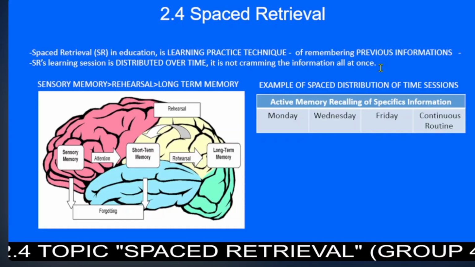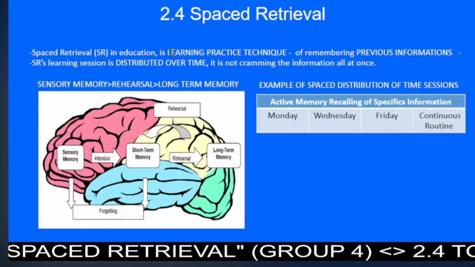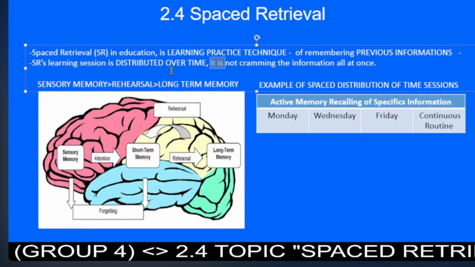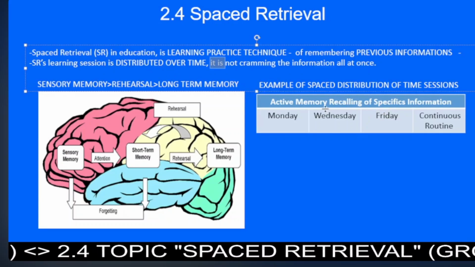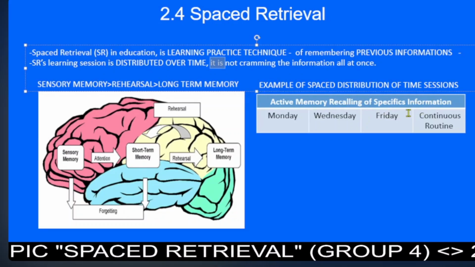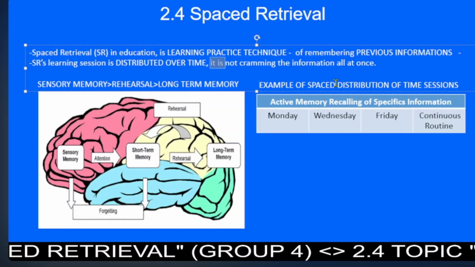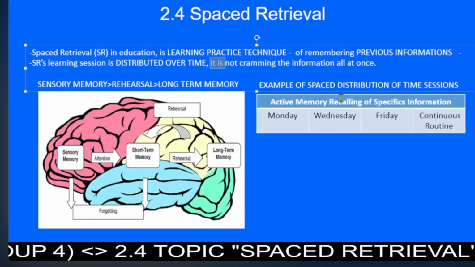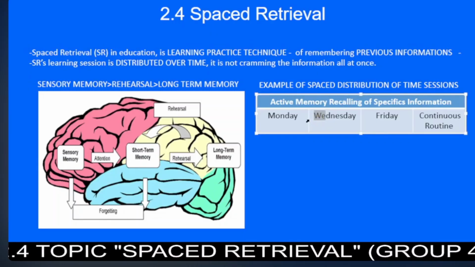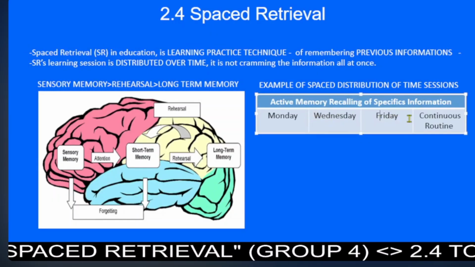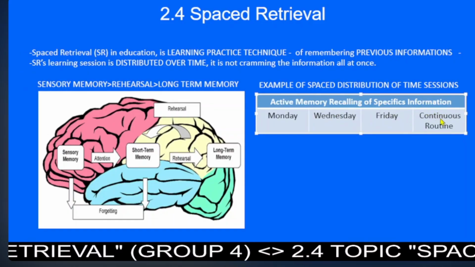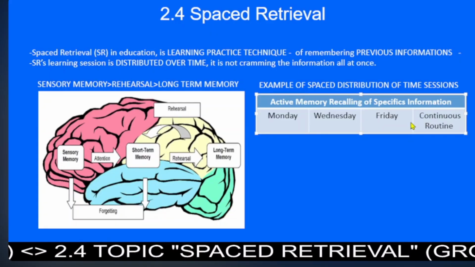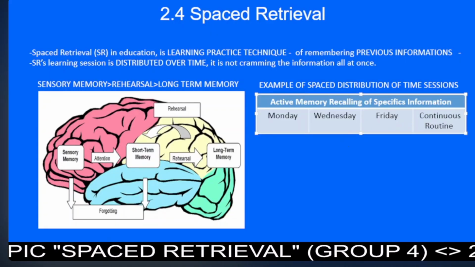To better understand these space retrieval sessions, distribution over time, you can see on the right side of the slides: active recalling of specific information. It depends upon you. The sample I set here is Monday, Wednesday, and Friday, and it is a continuous routine. You can also do it weekly or even monthly or semi-monthly. It depends on you.